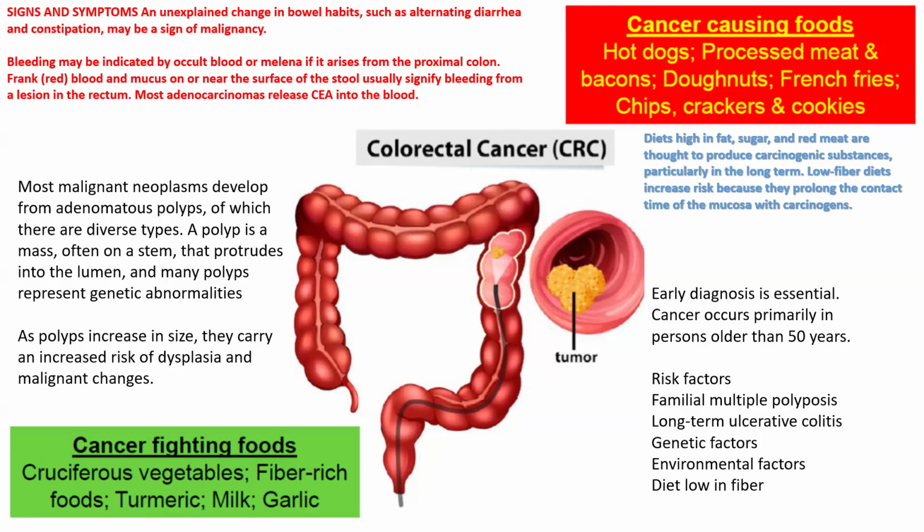Most of the time, they're going to test for CEA, okay, which is a cancer antigen. So there's a test we can do for that. Most of these tumors are going to form from polyps. So whenever they do a colonoscopy on somebody, if they have polyps, they usually take a biopsy.